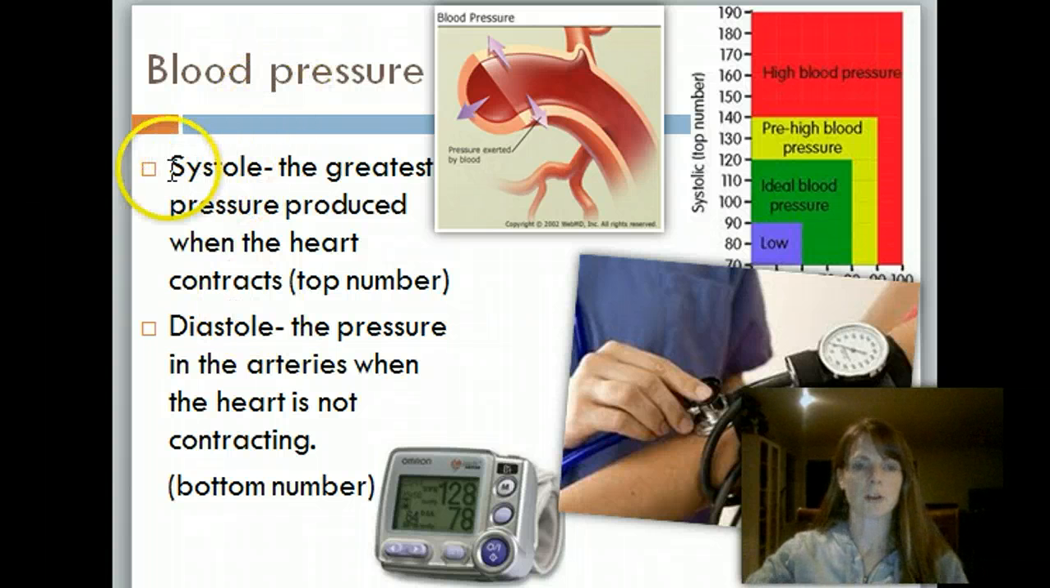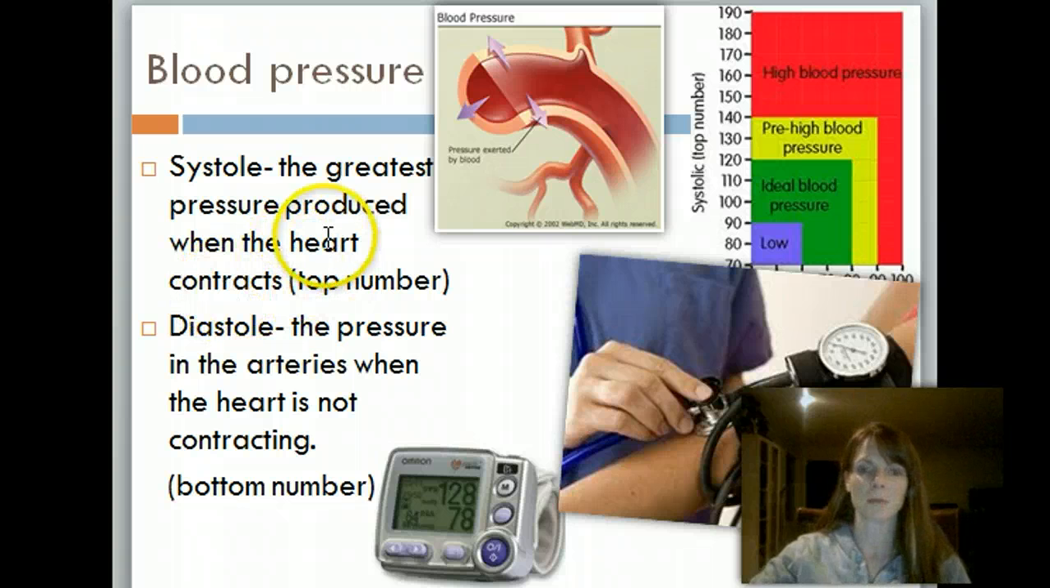So your blood pressure measures two things: the systole, which is the greatest pressure produced when the heart contracts. That's the top number that you'll see.